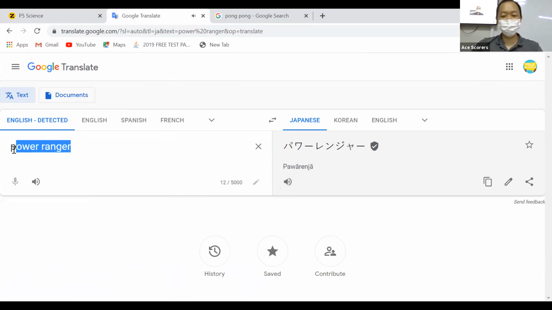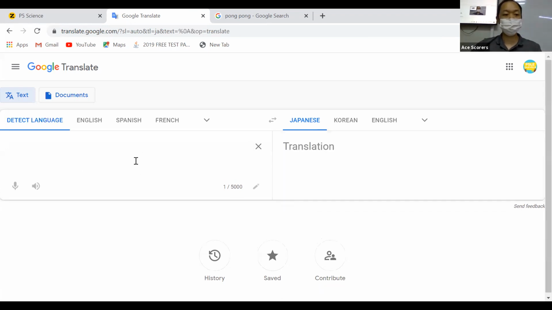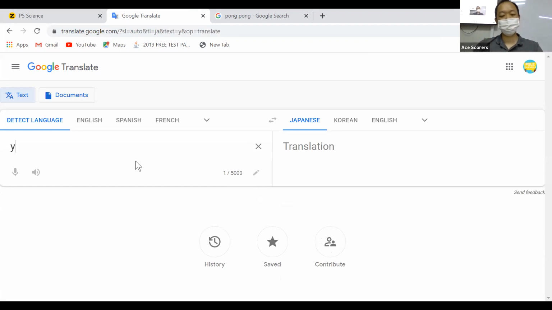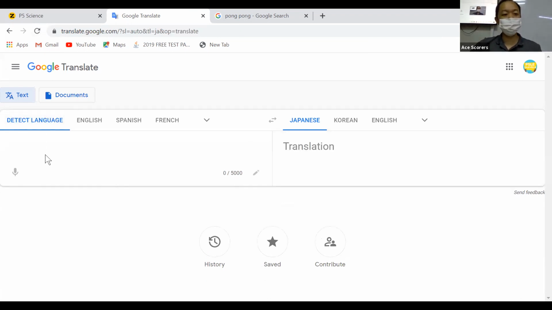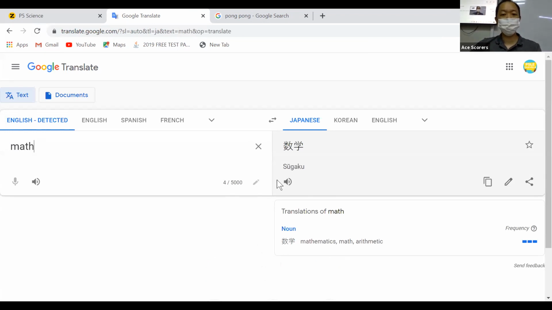Power Ranger. Hello. No, it's a different thing. It actually translated to something else. No, because you put a space. Ah, must put space. Yeah, it's still the same. No, press the enter button. Enter, I did. Yeah, it's still casual. No, we did math. So, mom. No, they do the translation.